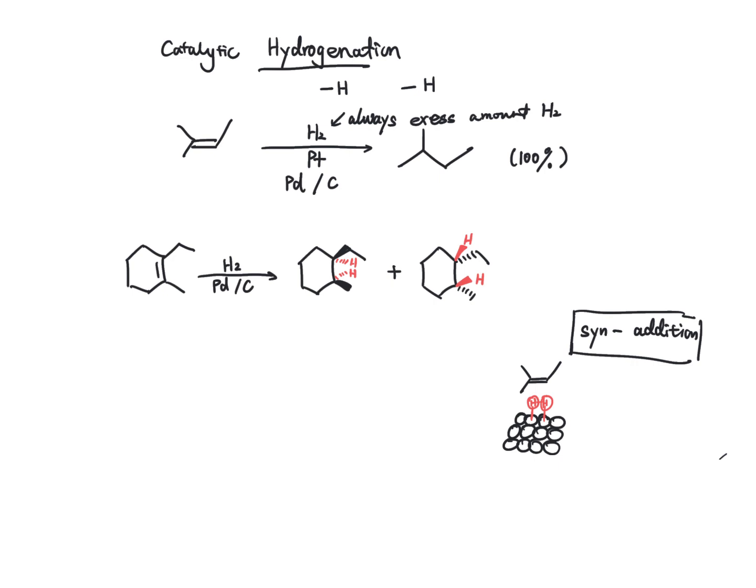So that is the catalytic hydrogenation. We need to think about the stereochemistry. It is syn addition. The next addition reaction of alkene is called halogenation. From the name, we know that we are adding halogens. Specifically, we are either adding 2 chlorines or 2 bromines. And the reagent for chlorine is chlorine, and for 2 bromines, it is bromine. So that is the reagent. And usually people don't use iodine or fluorine.